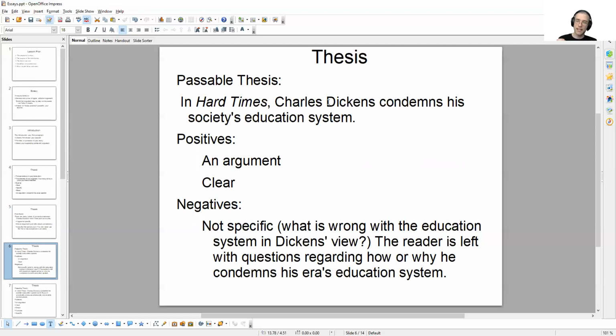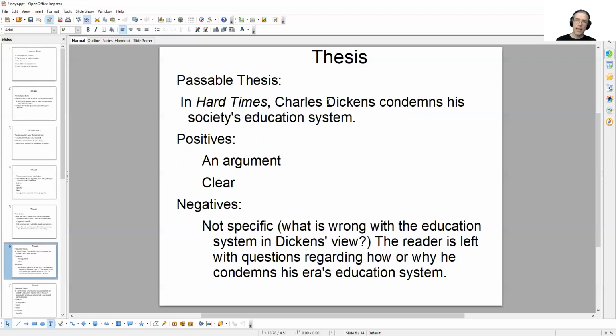The problem here is that it's still not specific. What, per se, is wrong with the education system? What is it about the education system or its results, how it impacts people? What is it that Charles Dickens condemns it for? So I need more details, more specificity in this thesis statement, right? He condemns it as being ineffective. Okay, ineffective in what way? He condemns it because of how it's structured. He condemns it because of what undergirds it, the values that undergird it. He condemns it because of the kind of people it produces. You need to take one of those ideas and follow through with it in specific detail.